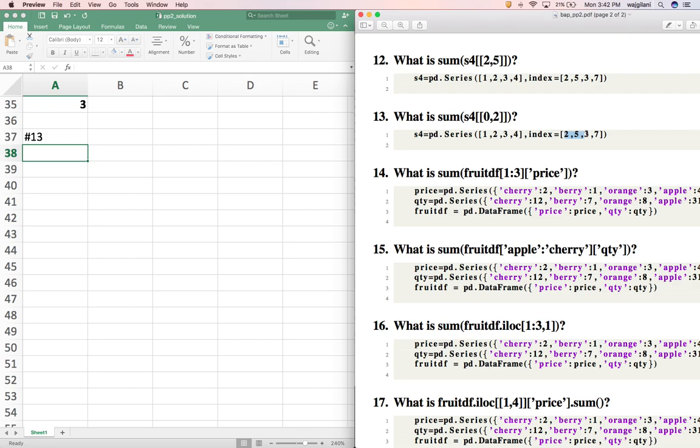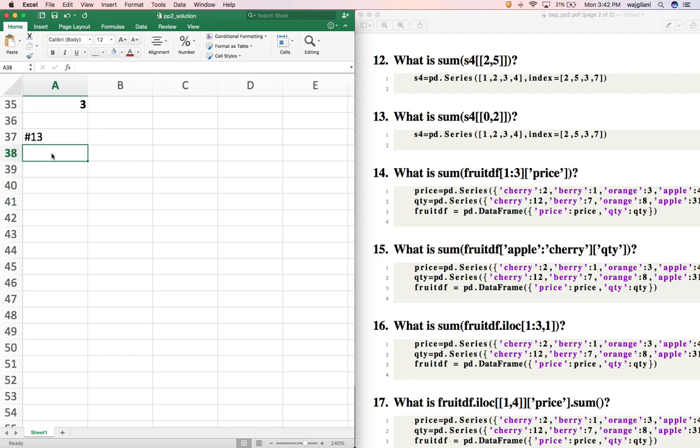What happens? The bracket, comma slicing, unlike the colon, is not forgiving. I'll say this again. The bracket, comma slicing, unlike the colon, is not forgiving. There is no zero index. Therefore, you're going to get an error. 13 straight up will be an error. All right?